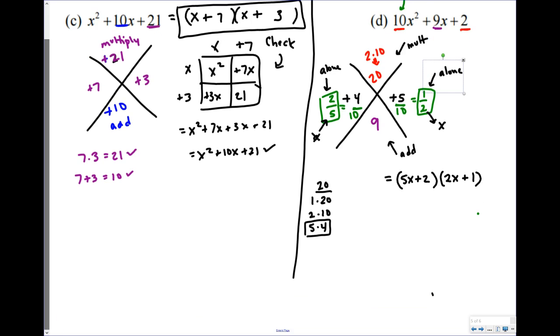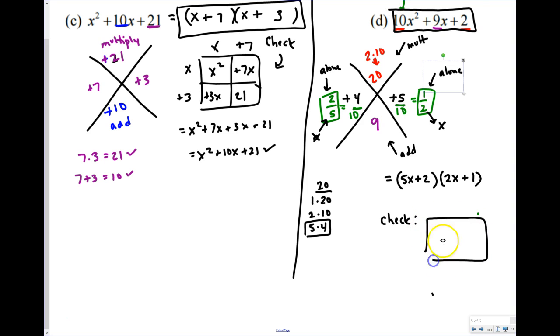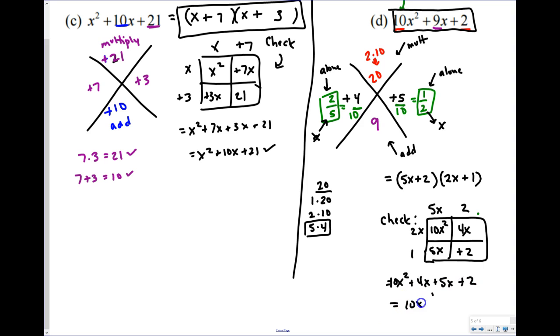I can show you the check for this, if you like. If I check this work, remember, I'm trying to get this 10x squared plus 9x plus 2. If I check this and do my box method, 5x and 2 and 2x and 1, I should get 10x squared plus 9x plus 2. And look at that, I do. This becomes 10x squared plus 4x plus 5x plus 2. And so I have done it correctly. You don't have to do the check. The check is optional, but it's always good to see if your work is correct.